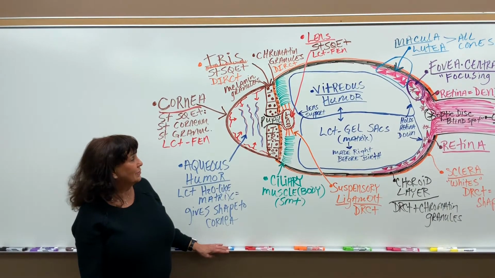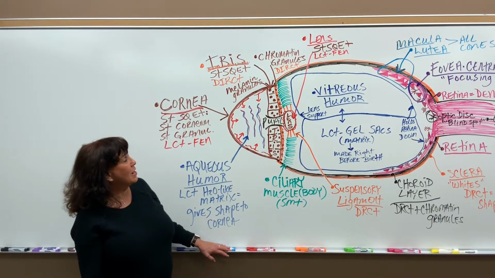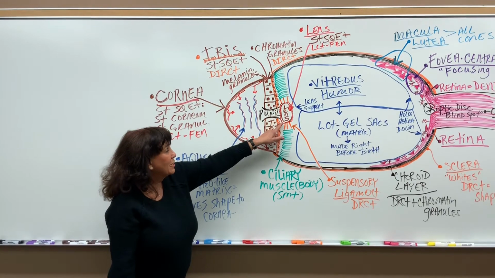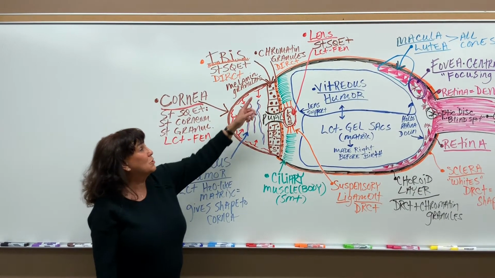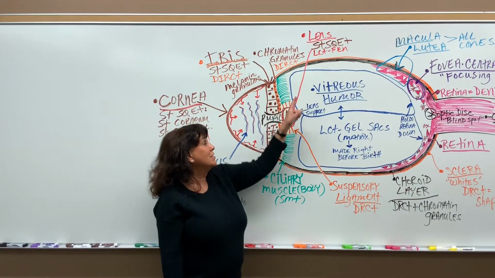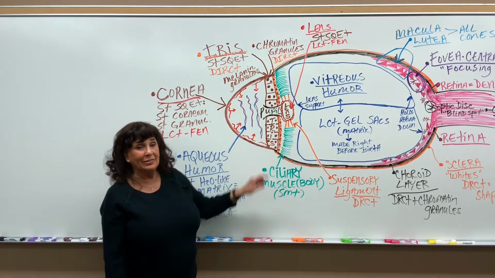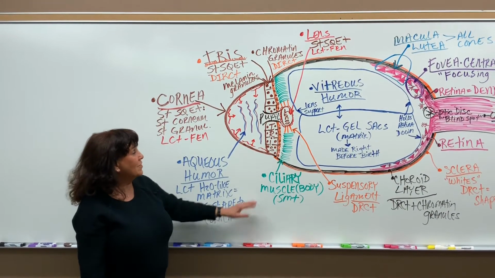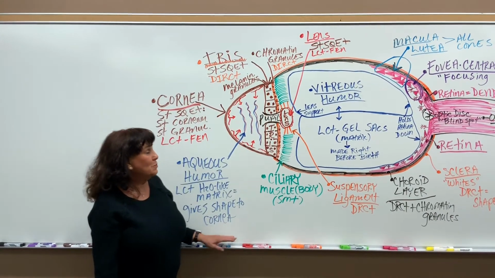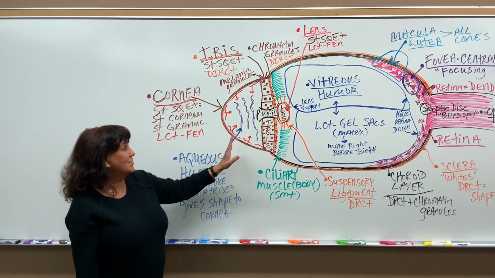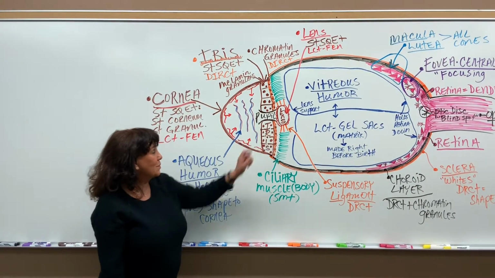All right, so now right behind the pupil is the lens right here, and the lens is also made out of stratified squamous ET with some loose ET with fenestrated capillaries feeding it right there. So that is right behind the pupil. It's clear, and so you can't see it, but it sits right behind there.